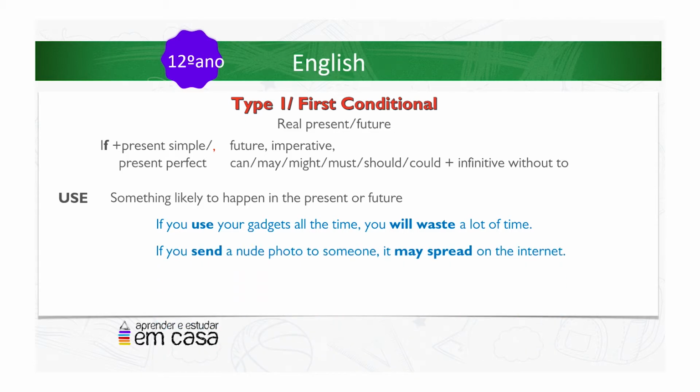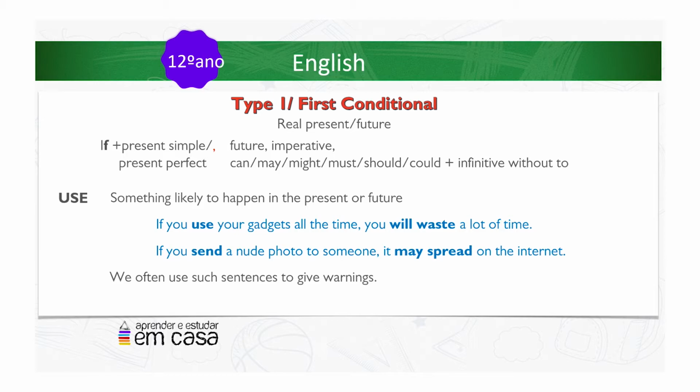If you send a nude photo to someone, it may spread on the internet. So we talked about it last class, and we saw that when you sext and, for example, you dump your boyfriend, it's likely that he's going to spread your pictures. And you know there are lots of pictures of girls on the internet, so don't do that.